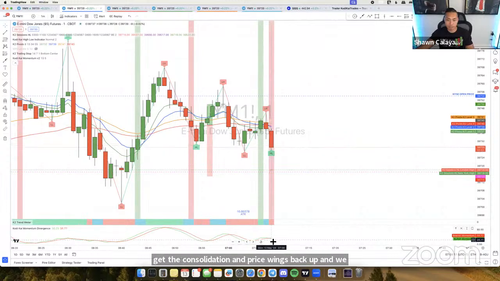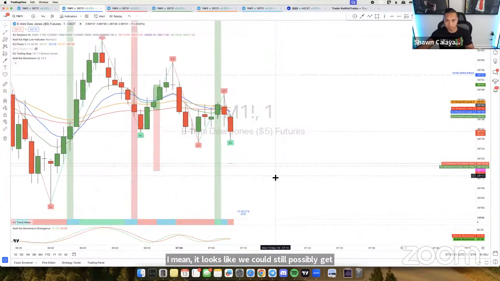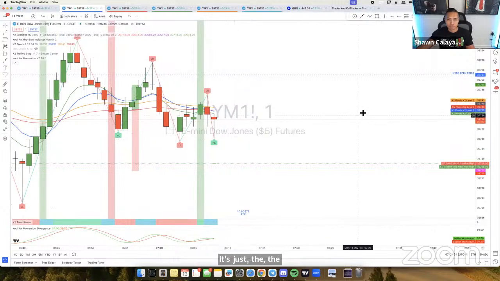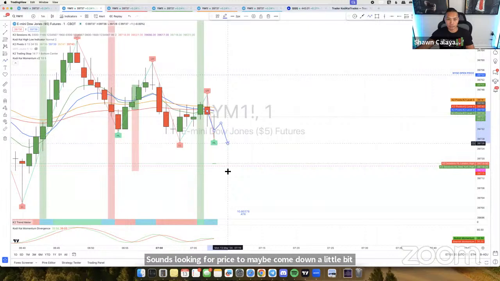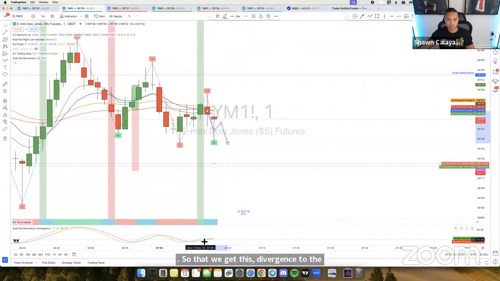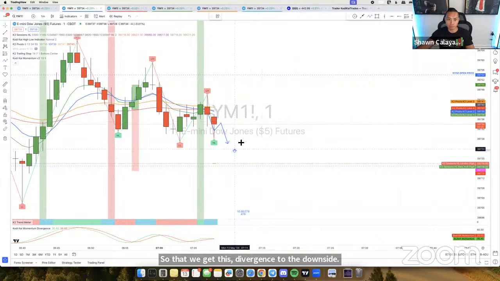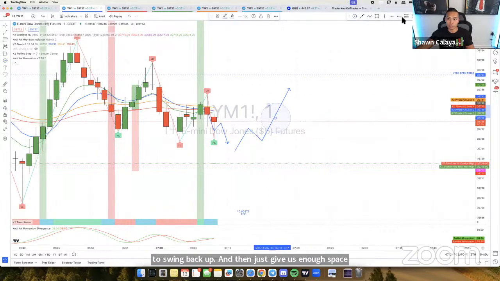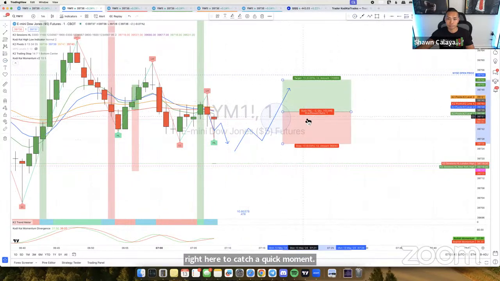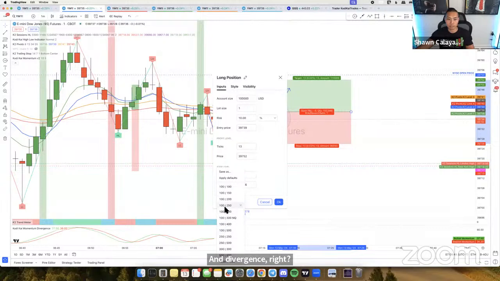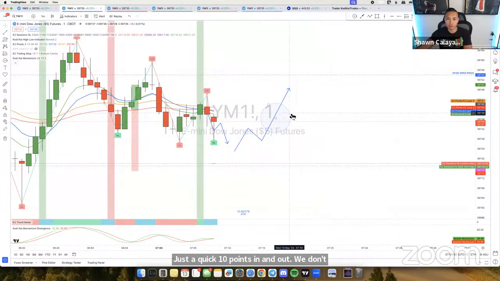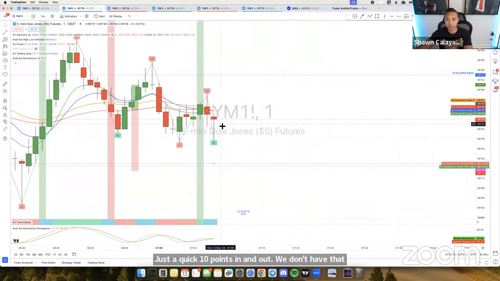Well, I mean, it looks like we could still possibly get it. It's just, again, the ATR is too low. So I was looking for price to maybe come down a little bit so that we get this divergence to the downside, and then once we get that divergence, have it swing back up. And then just give us enough space right here to catch a quick momentum divergence, right? Just a quick 10 points in and out. We don't have that yet, but we'll see if it picks up here.